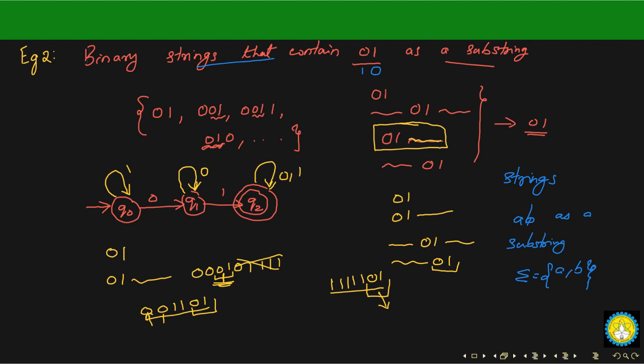You may be asked to find the strings that contain BA as a substring instead of AB. All these types of questions will definitely get a DFA very similar to this. So instead of zeros and ones, you have A's and B's here. That's all the difference. Okay, so let's look at some more examples.